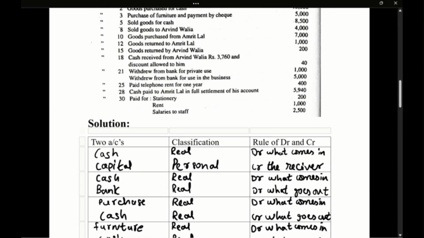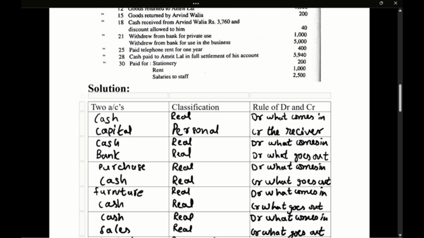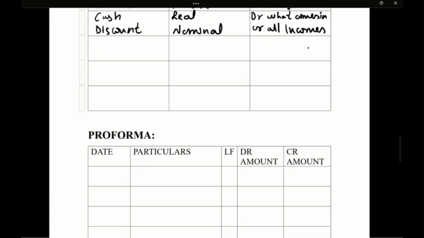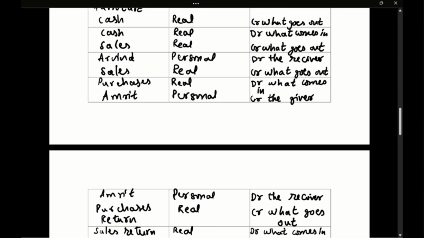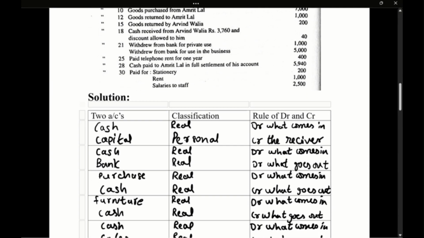Next we have withdrawal from bank for personal use as well as for business. So we have here cash and bank. Cash is a real account and bank is a personal account. Real account: debit what comes in. Here credit the giver. For business it is also the same.